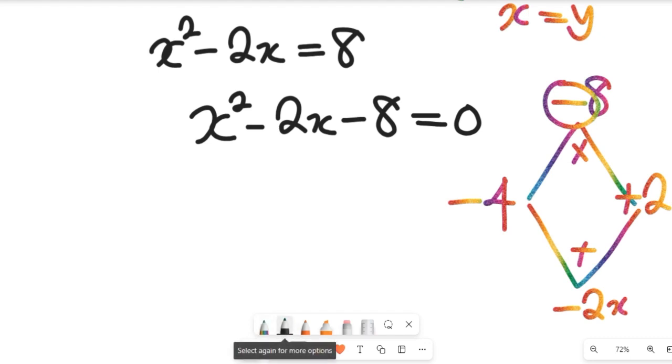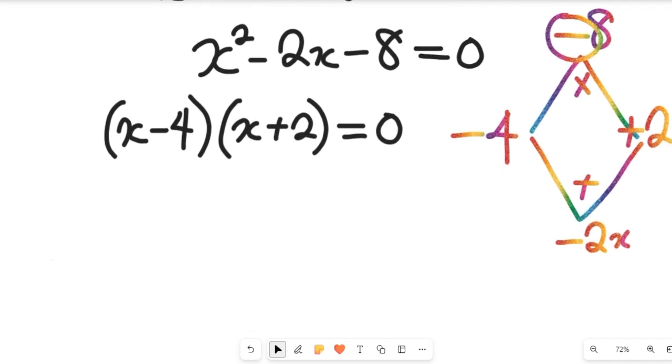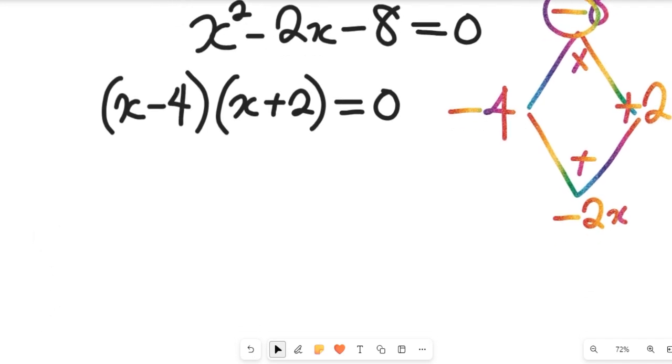So this expression will now give us the solutions to be what, x minus 4, right? And then we'll have what? x plus 2, and all these will be equal to 0. Now we avoided that long process of solving a quadratic equation because these are the products from those quadratic equations.